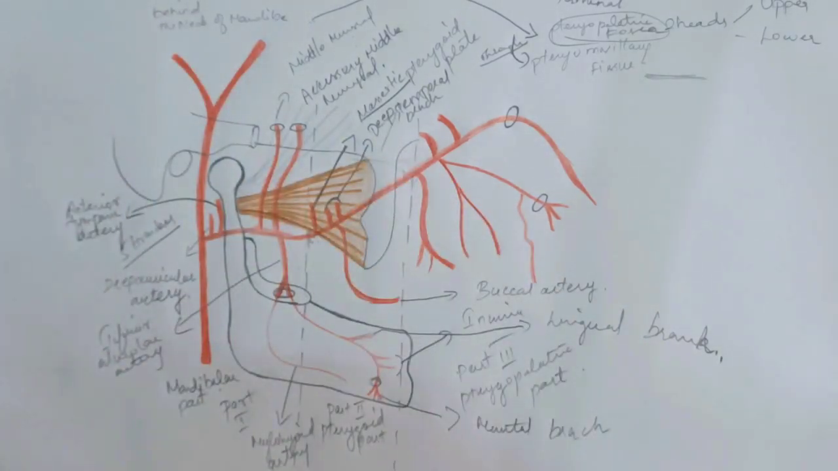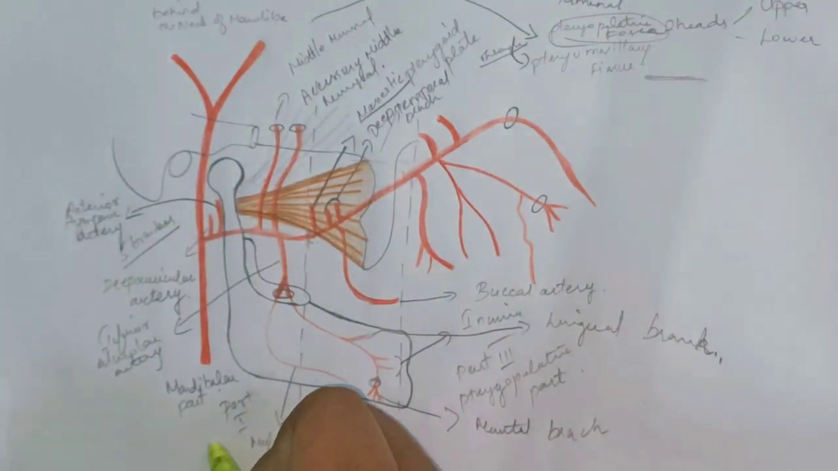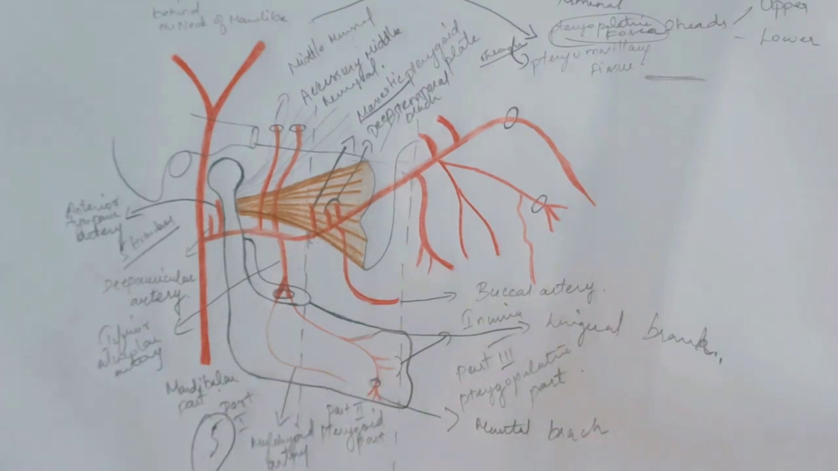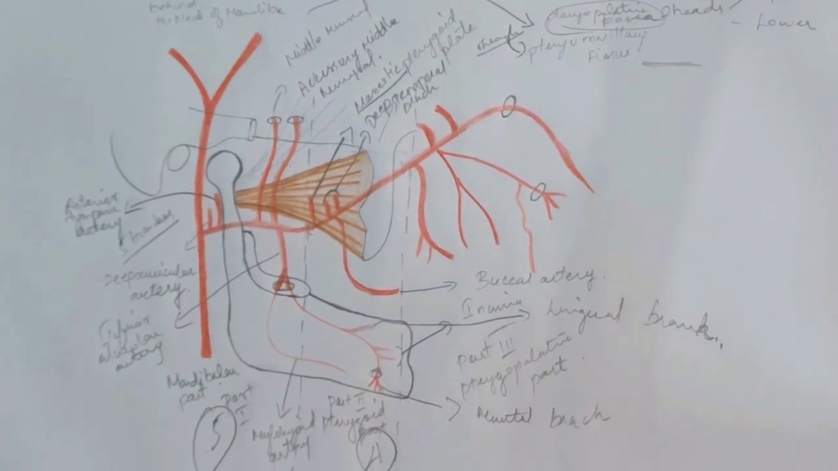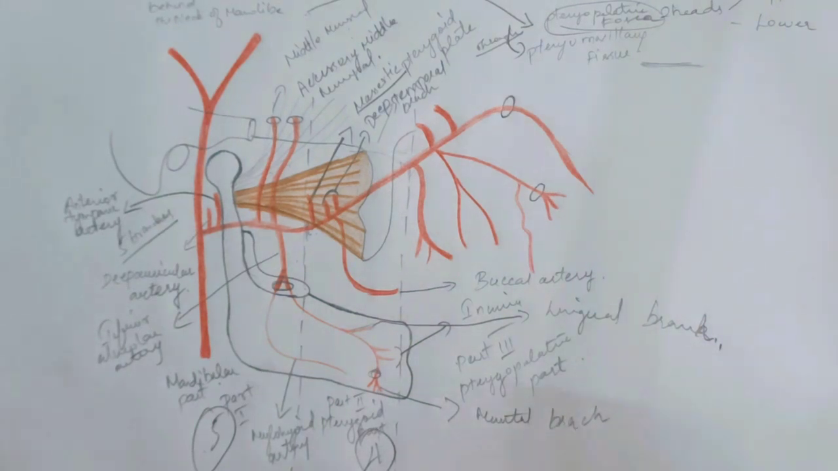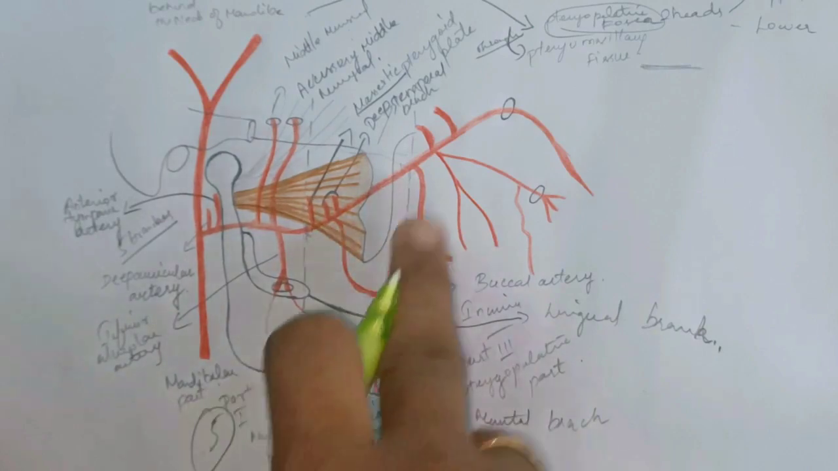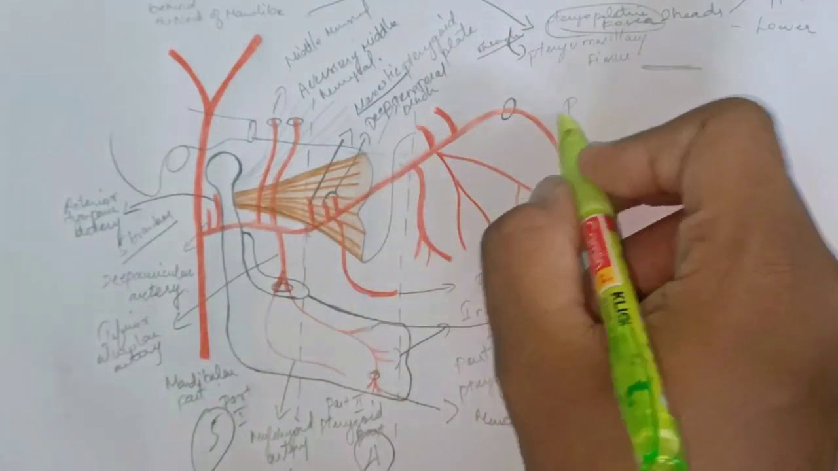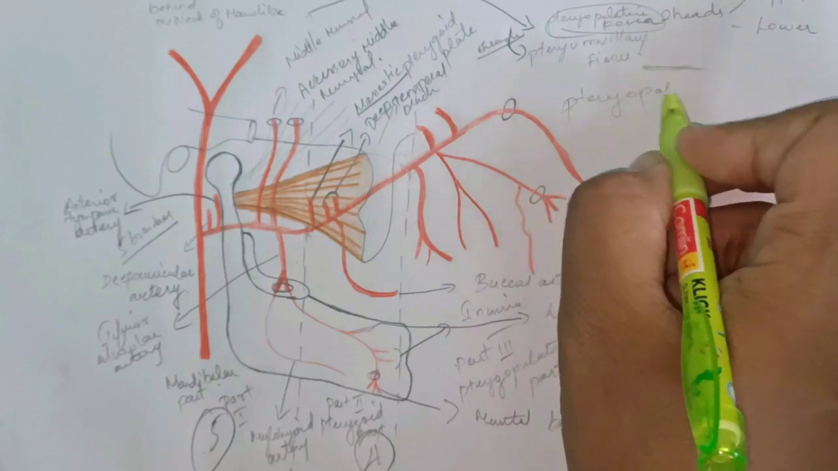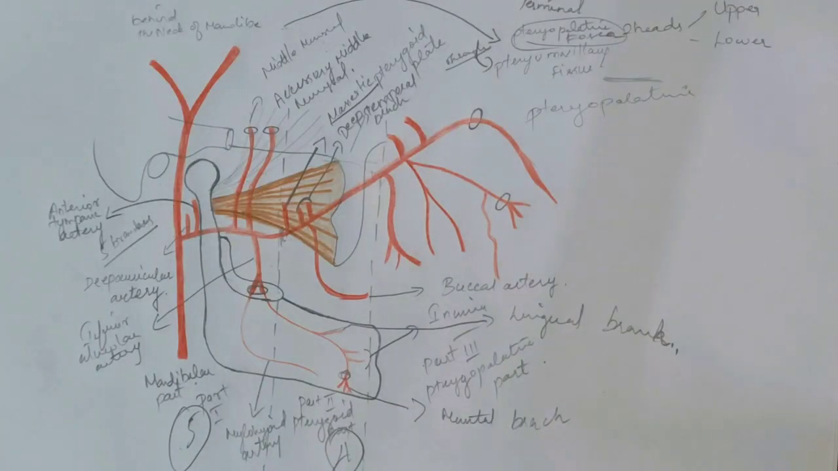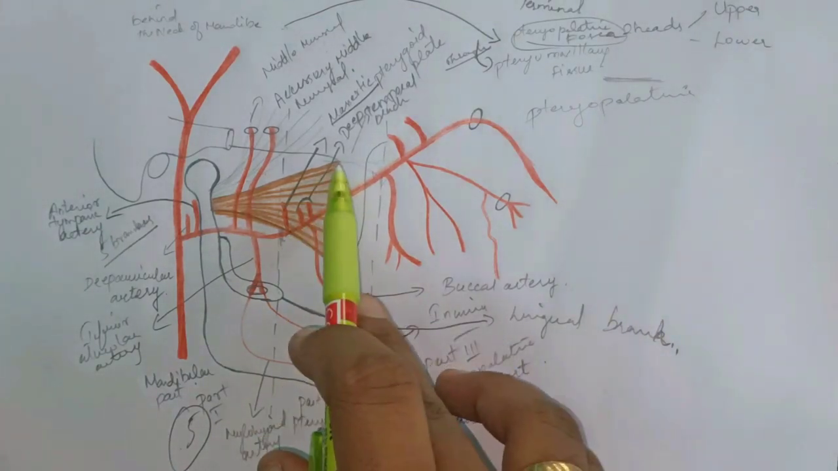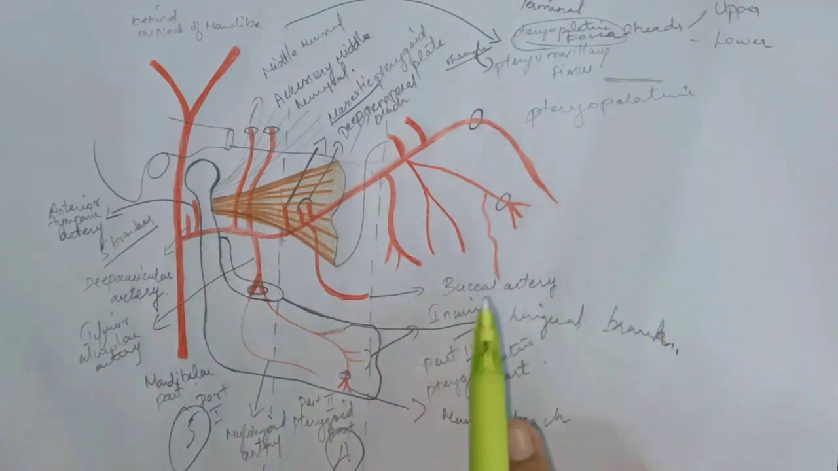Okay, this is how the second part and its branches supply the particular regions. The first part has 5 branches and the second part has 4 branches, and the last part, I mean the third part, is the pterygopalatine part. We are going to see that in detail. From the upper border of the lateral pterygoid muscle, the lower head of the lateral pterygoid muscle, to the pterygopalatine fossa, the third part is located. So here to here.